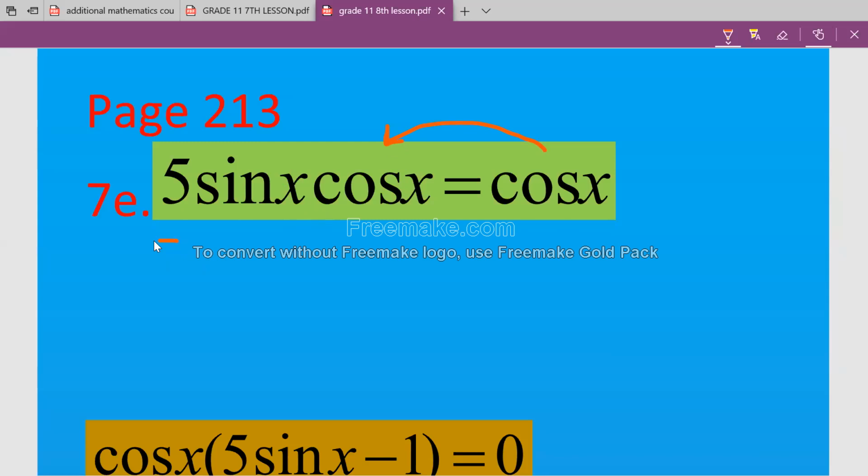So when we take it, 5 sine x times cosine x minus cosine x equals 0. Okay, what do we do next? We will apply factoring to solve the equation. When you apply factoring, how do we factor it?